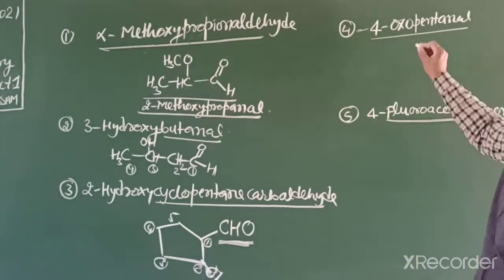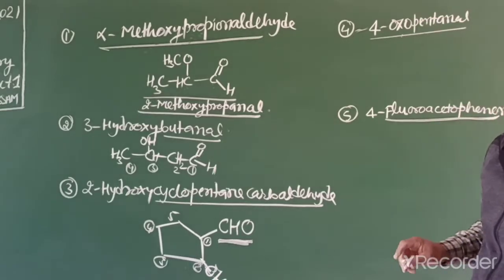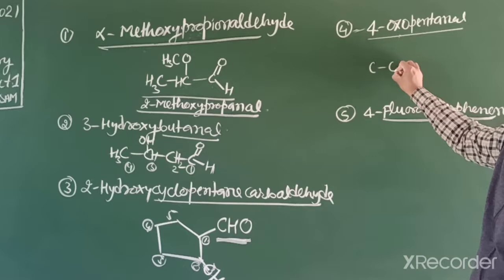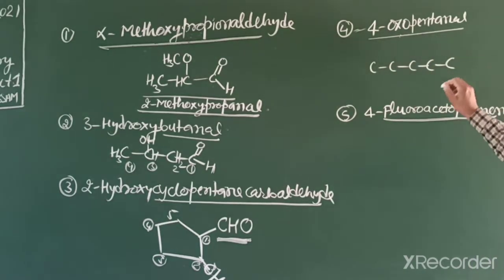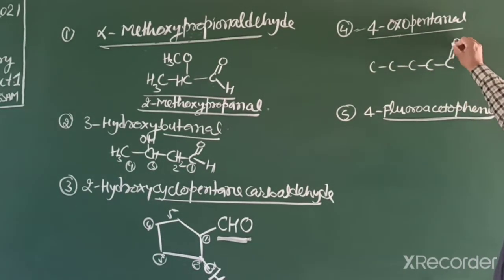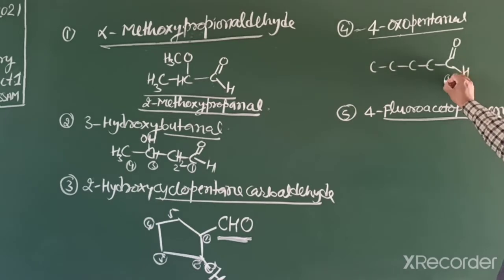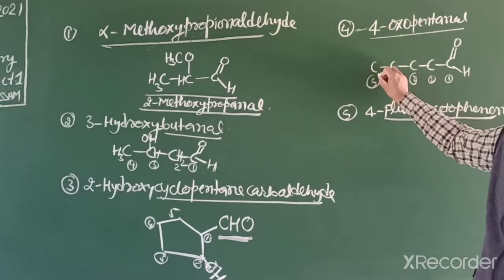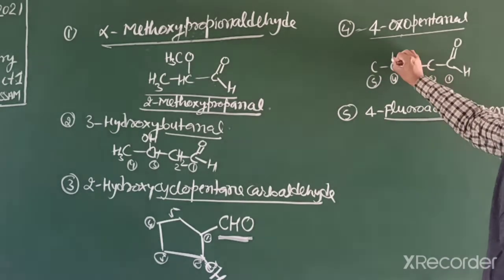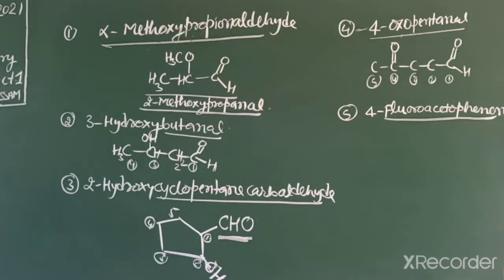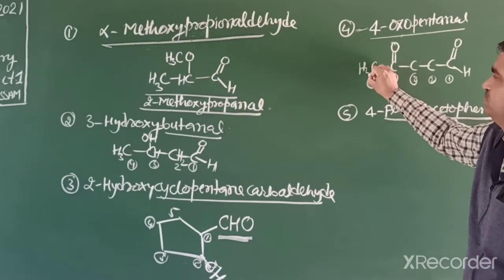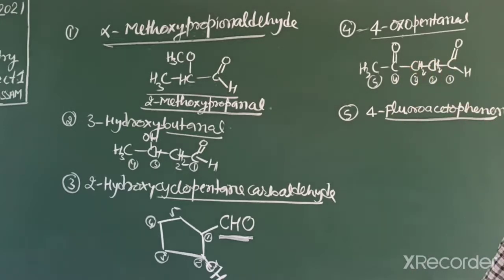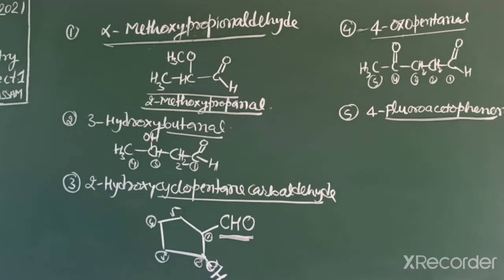4-oxopentanal means oxo. Oxo means ketone, pentane means 5 carbons. So first we write 5 carbons. Then first aldehyde, start numbering 1, 2, 3, 4, 5. At the 4th carbon, oxo means a ketone. Then complete with hydrogen. So this one is 4-oxopentanal.